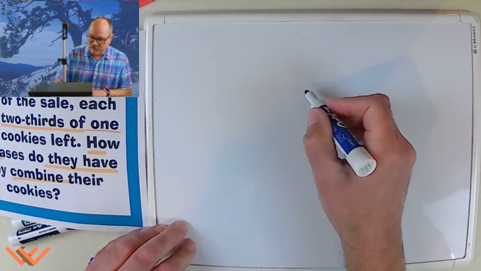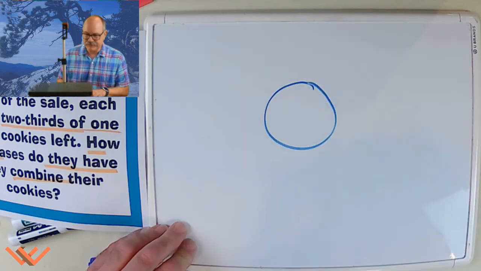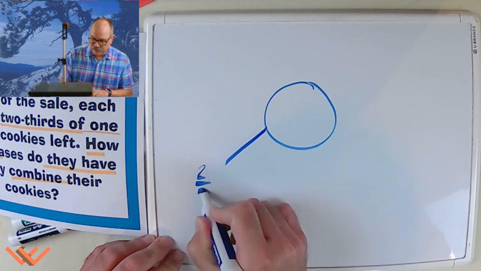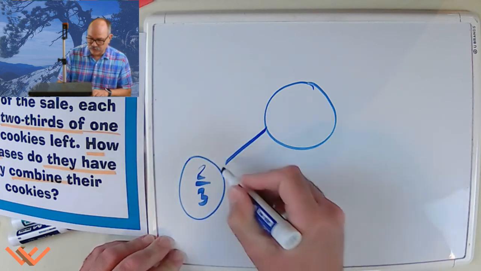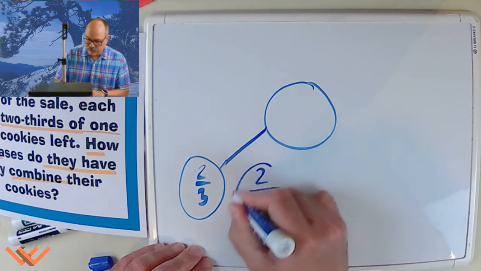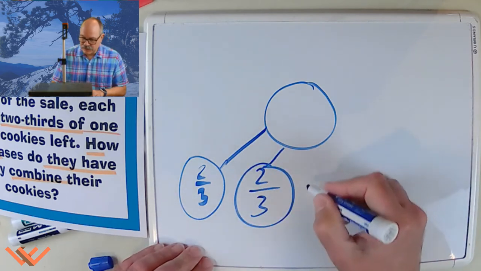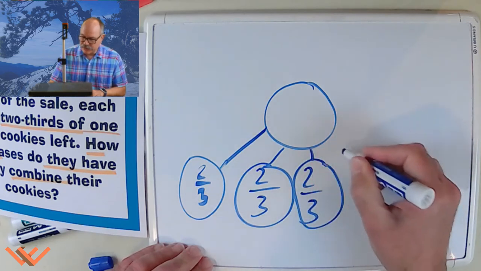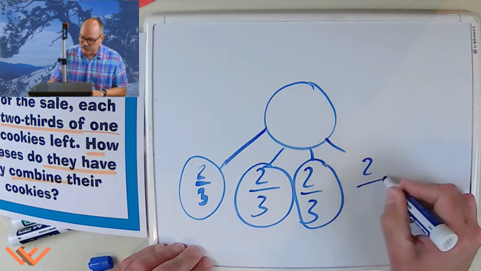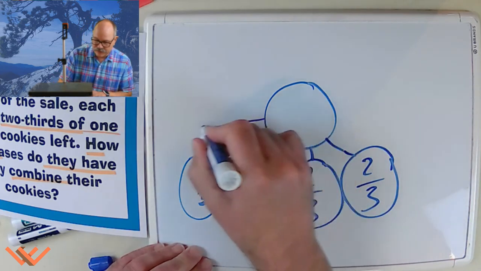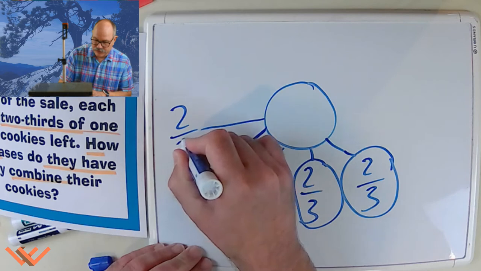Here we go. I'm going to draw my big circle here, and then I'm going to take this out here and do 2/3 once and draw a circle for it. And then I have another 2/3, draw a circle for it. There's two of them. Do another 2/3. There's three, another 2/3. There's four. Ooh, I'm going to put this one out here. And another 2/3.